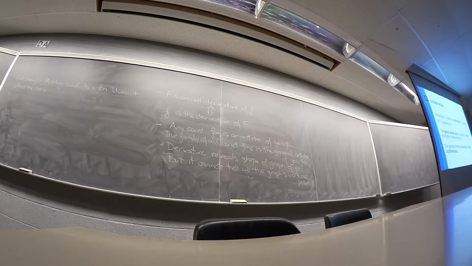So two functions that differ by a constant have the same derivative, so you can't distinguish between them just knowing the derivative. In fact, once you know one antiderivative, let's say the zero constant function, then you can get all the others, the general antiderivative, by just vertically shifting that one.